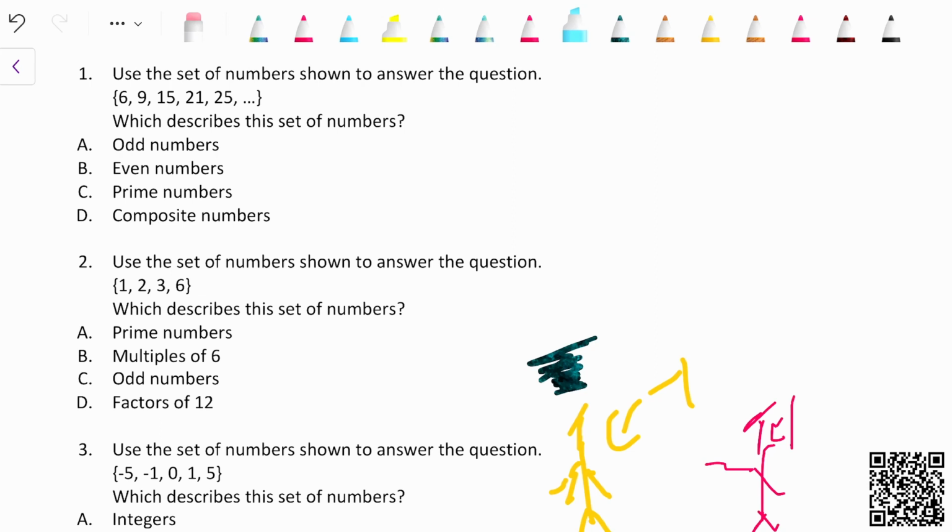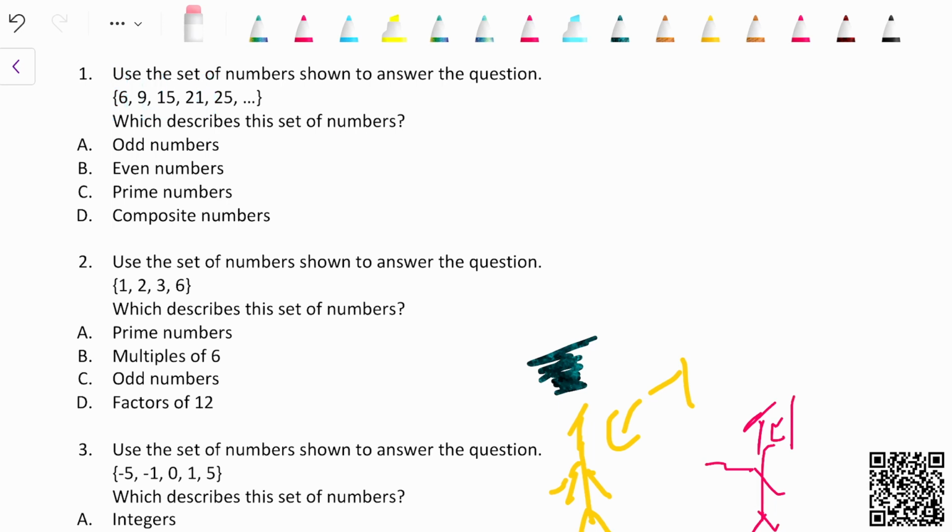And today we are going to be doing a bunch of "what type of numbers are all of these" problems, and how to do them. So our first question today is: use the set of numbers shown to answer the question. So we have 6, 9, 15, 12, 21, and 25. So which describes this set of numbers?